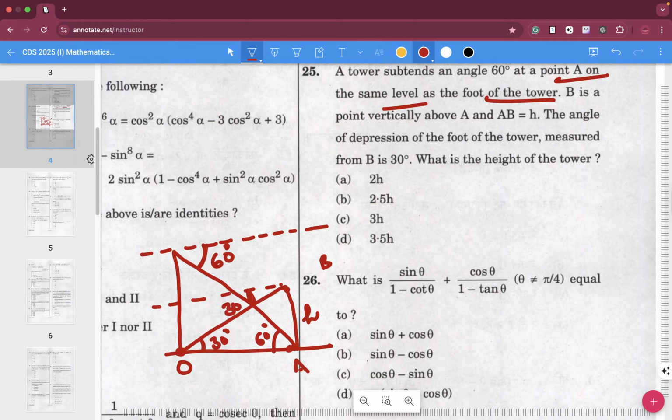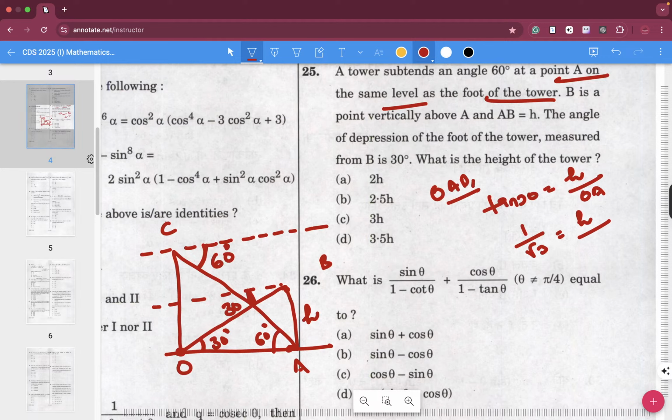I'm saying this as O and this as C, right? They have asked us to find out the value of OC, right? So in the triangle OAB, if I apply tan 30, tan 30 is equal to opposite by adjacent, H by OA. Tan 30 is 1 by root 3, right? It is your H, and then OA. We have to find out the value of OA. This is the base, this distance OA. OA is equal to root 3 into H, right?